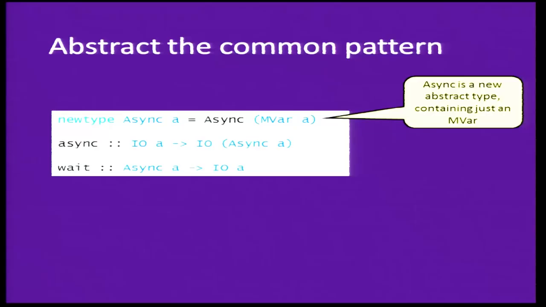So async is going to be a type that has a type argument, and that's the argument of the result, the type of the result. And for now, async just contains an mvar. So it's the mvar that we created in the example before. And this API has two operations. So async takes the I/O operation that we want to run asynchronously and returns a value of type async that will eventually return the result A. And wait is how you wait for the result. So it takes the async as an argument. And then eventually, when that operation has finished executing and returned its result, wait returns with a value A.